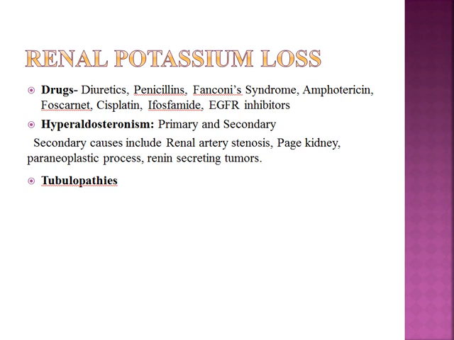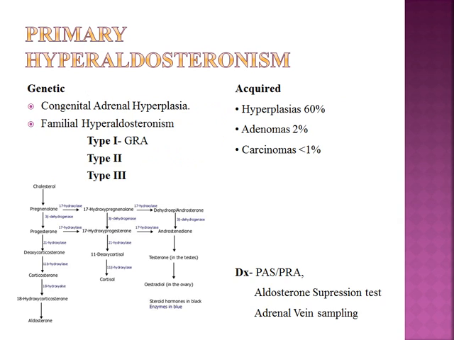And the last we'll talk about is the tubulopathies. So primary hyperaldosteronism, we said, is actually increased secretion of aldosterone by the adrenal cortex. It could be genetic or acquired. In the genetic forms, it is because of the congenital adrenal hyperplasias, and there are so many different types. And then you have familial hyperaldosteronism, types 1, 2, and 3. Type 1 is the one which you should definitely remember.